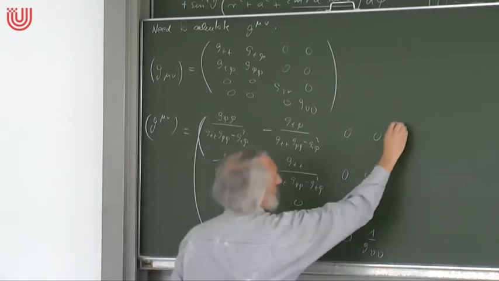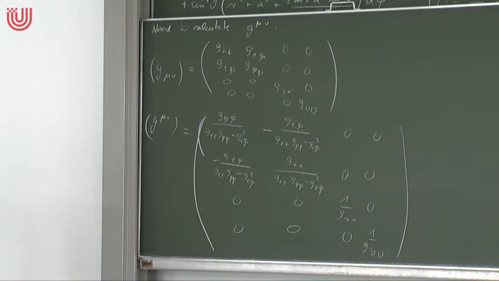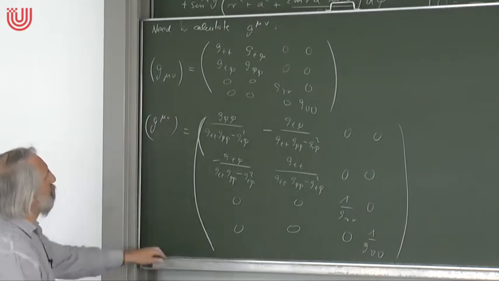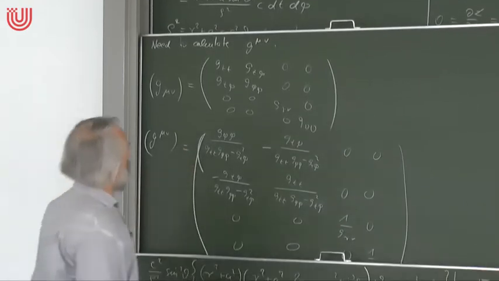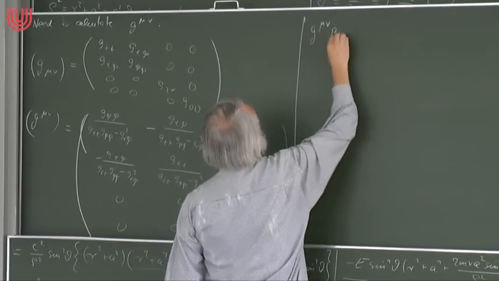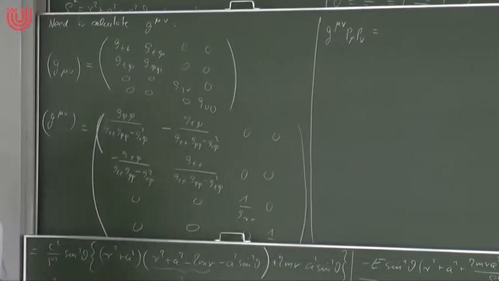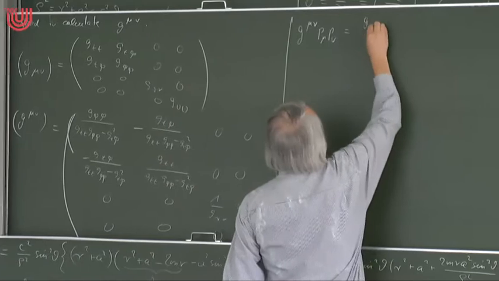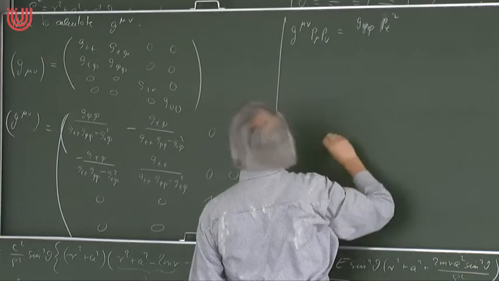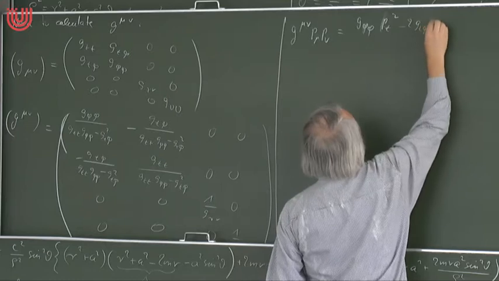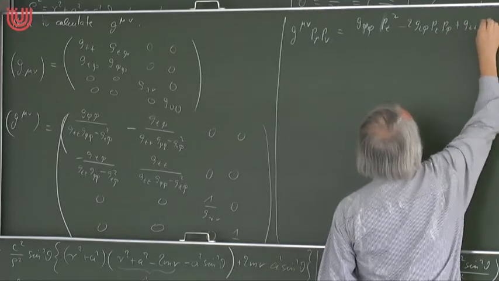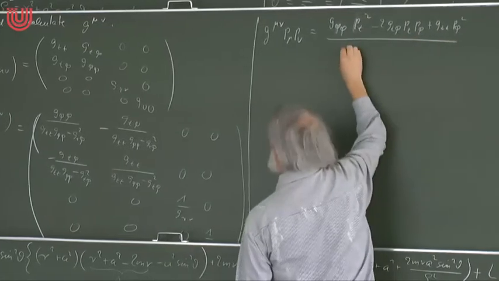If you multiply the two matrices out, then I hope you will get the unit matrix. This comes with a minus. Yes, I think everything is fine. And these things we have calculated already. So we can now write our inverse metric. So g^{μν} p_μ p_ν. That's the expression which we need for the Hamilton-Jacobi equation. This is g_φφ p_t squared minus 2 g_tφ p_t p_φ plus g_tt p_φ squared, divided by this determinant.